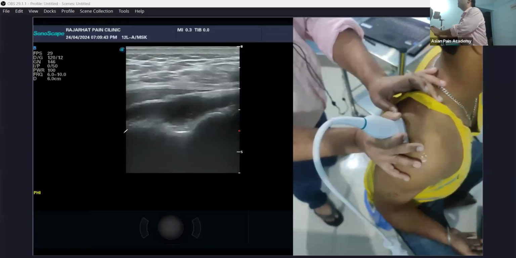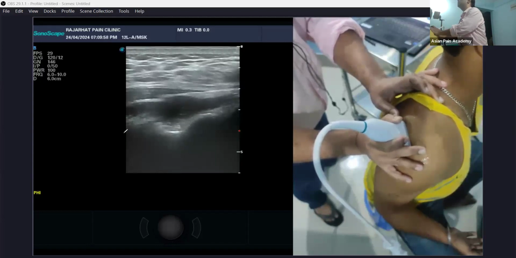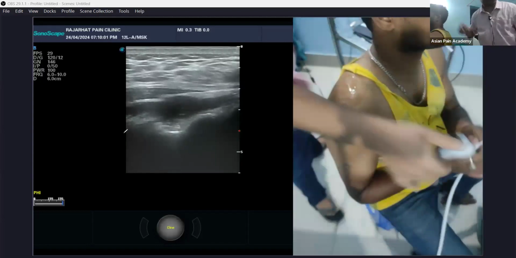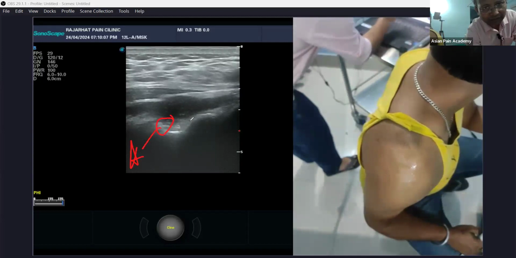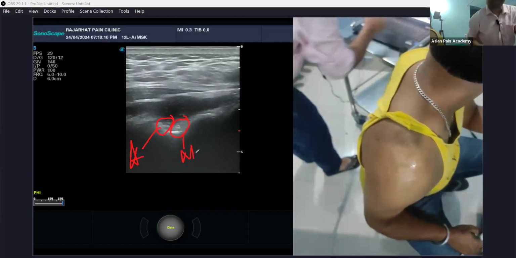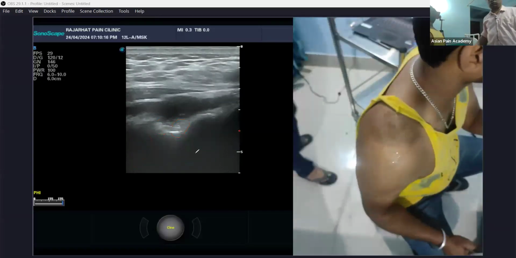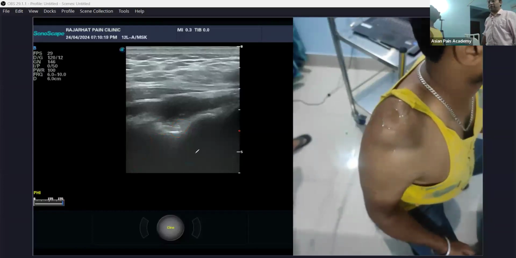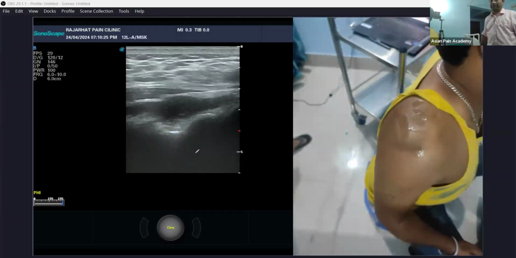So this is the spinoglenoid notch, and just beside the artery, there must be the suprascapular nerve also. Actually, I can see the nerve now. So this was pulsating, so this was the artery, and actually this is the nerve. Okay, this is the nerve. Anyway, this much only in demonstration. Does anyone want to see anything more? Tell me. Otherwise, I will show you the videos and the pathology part mainly.